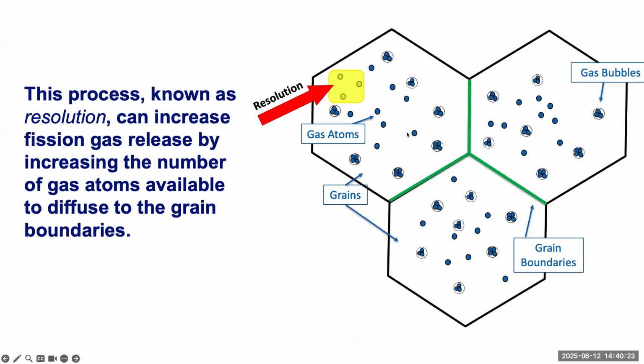Now, when these gas atoms resolve, or return to the grain and leave the bubbles, this can influence fission gas release by increasing the amount of release we have, because we have more gas atoms available in here to diffuse to the grain boundaries and eventually transport out of the fuel material via those tunnels, or bubbles coalescing into tunnels, for that release process.